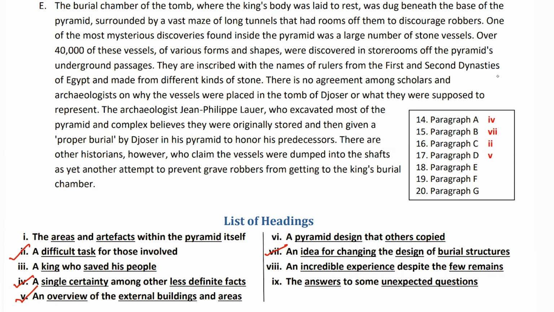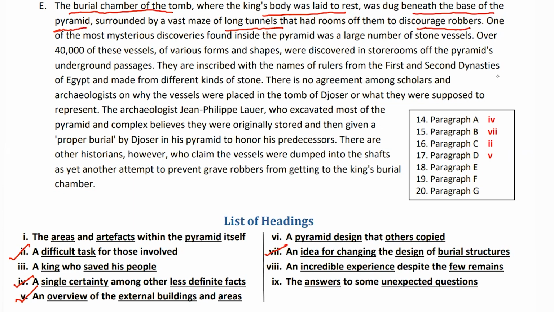So the burial chamber where they buried the king of the tomb, where the king's body, they have read, was laid to rest, was dug beneath the base of the pyramid. So base means underground, surrounded by a vast maze of long tunnels, rooms, to discourage robbers. So that no robber could get inside.